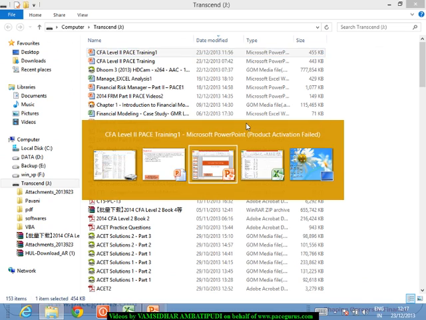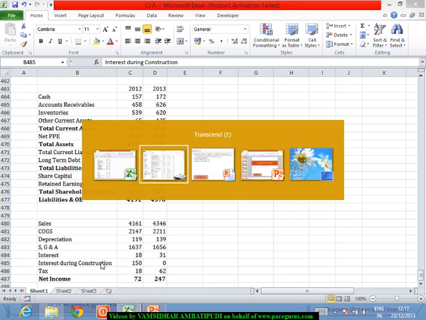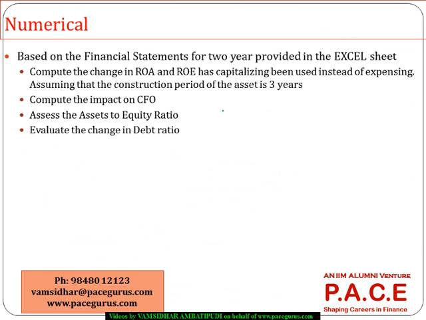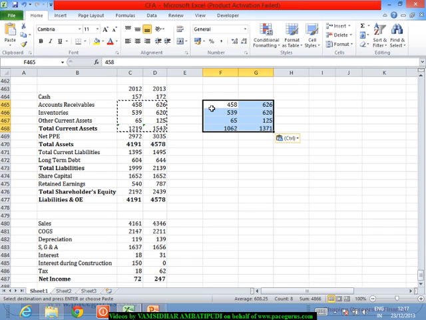Here, the point that I am trying to consider in this financial statement is the interest during the construction period. Here only the interest during construction is capitalized. Right now it is expensed. If the interest during the construction period is capitalized, what could have happened? And we are saying the construction period is 3 years. If I go with that mechanism, accounts receivable will not change, inventory will not change, current assets will not change. So all these things will remain the same.